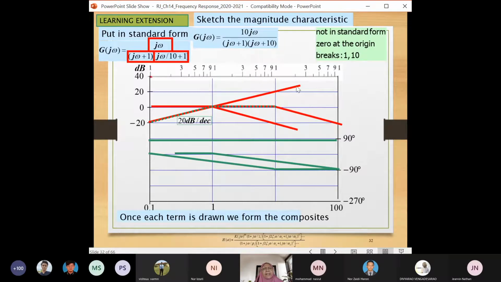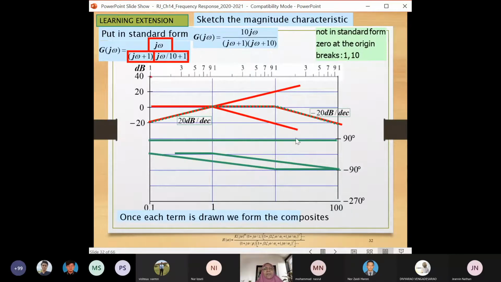But this part, here you have three parts also. One rising 20 dB, one falling 20 dB, another falling 20 dB. So at this part, plus 20, negative 20, negative 20. So the result is negative 20. So then you will have a falling of 20 dB per decade. So therefore, the dotted green line here is the magnitude plot of this transfer function.